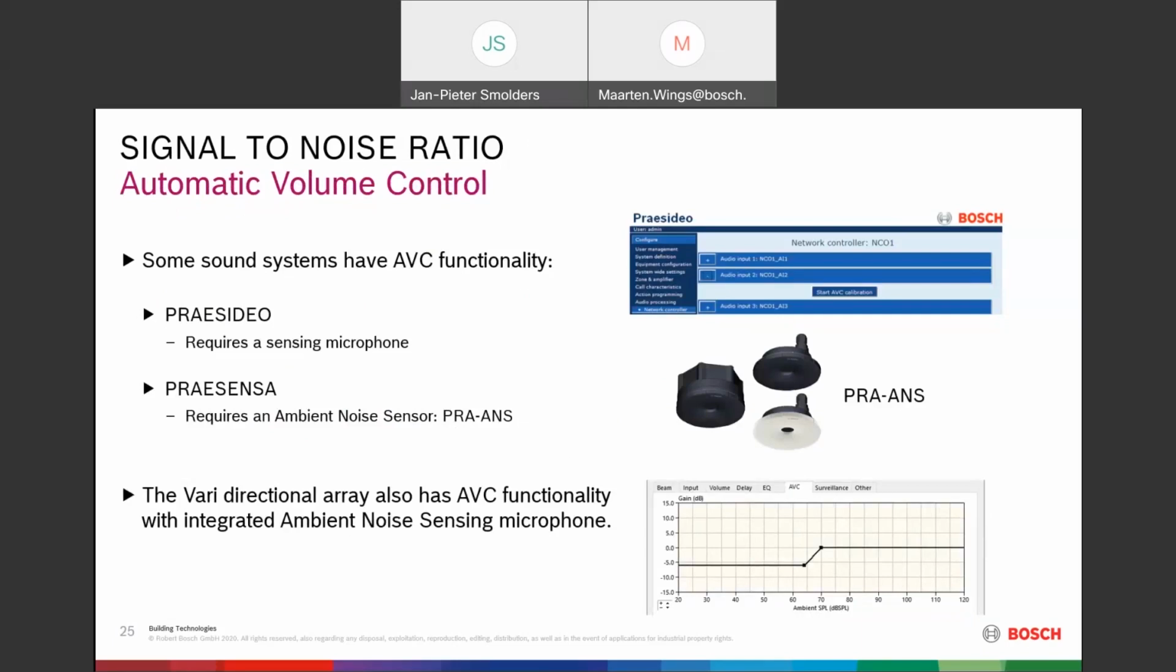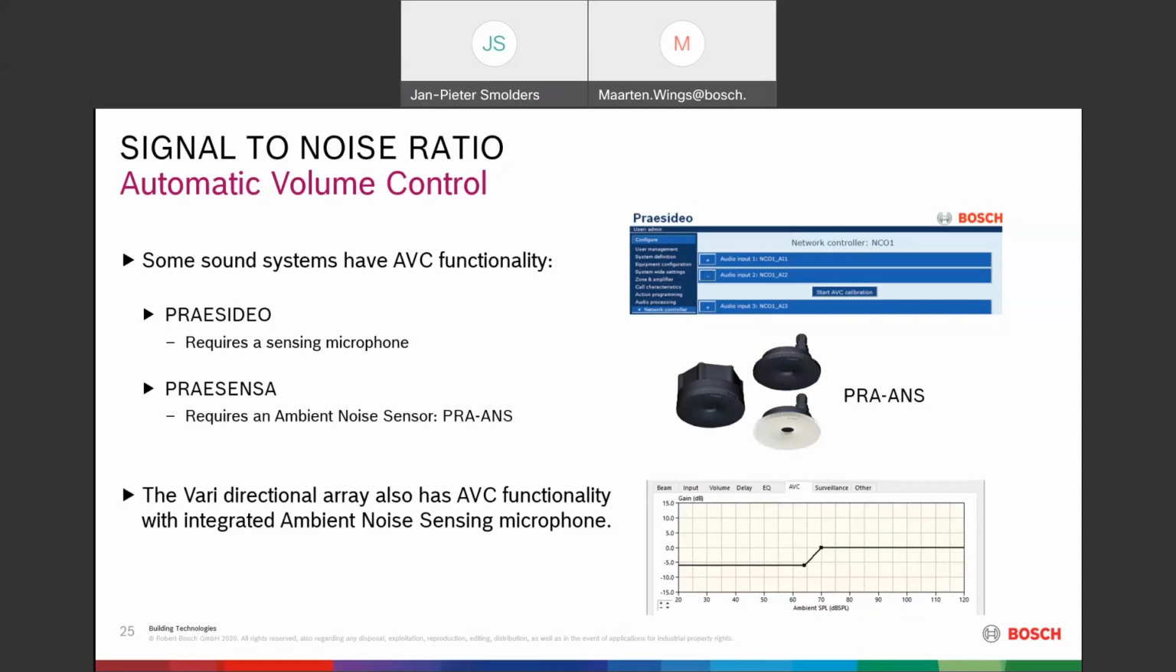Regarding the question, what are the parameters you can give to your sensing microphone? What parameters does the ANS have? What you will have to do is make a measurement in a room when there is noise, so that level is the basis. You see here on the right side the graph from the Vari. That is your ambient noise, so that's the default level.